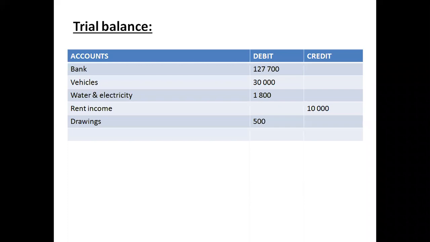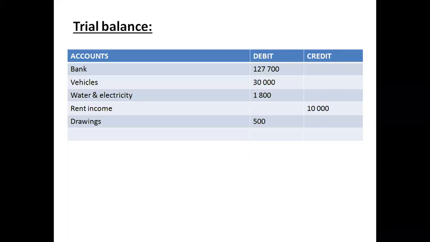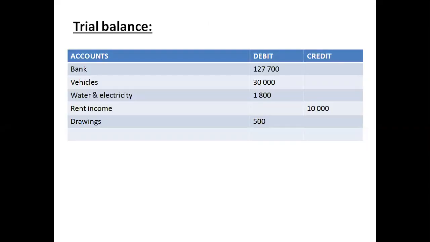Rent income, 10,000 Rand. This one you can see is on the credit side. Let's see where it's coming from. Look at your rent income general ledger account. There's an entry of 10,000 Rand. It's on the credit side. So therefore, in the trial balance, you also need to put it in the credit column. Drawings, 500 Rand on the debit side. Let's go and check. Your T account for drawings, there is the entry of 500 Rand on the debit side. So when you're going to do the trial balance, you also need to put the 500 Rand in on the debit side.